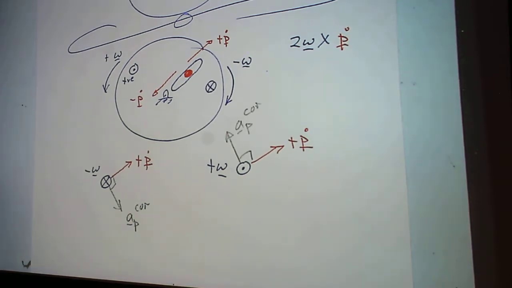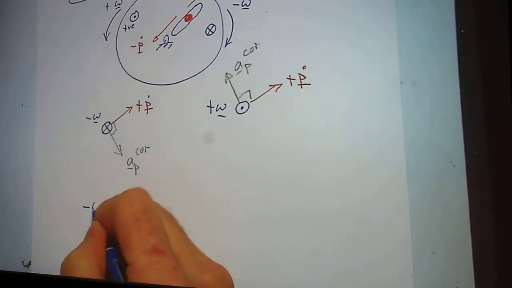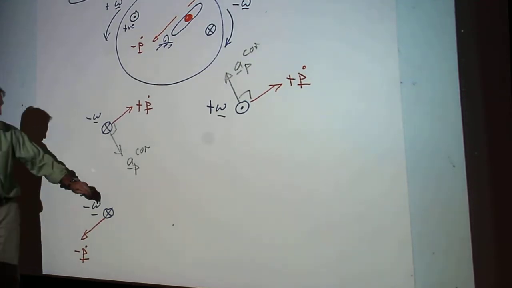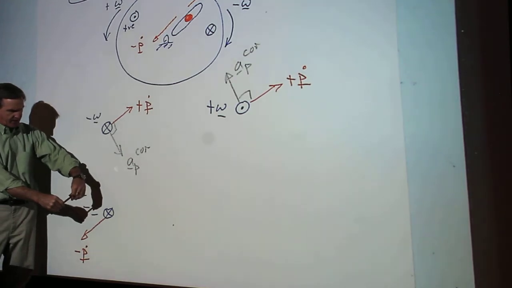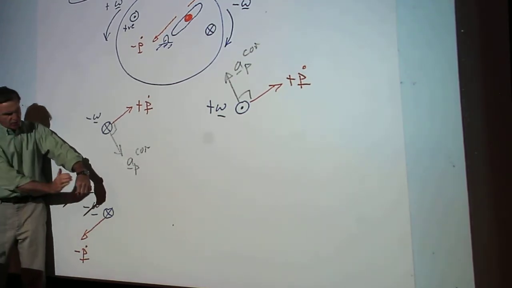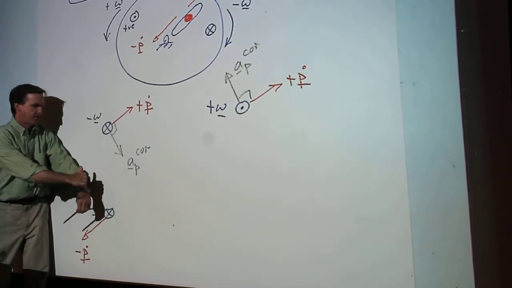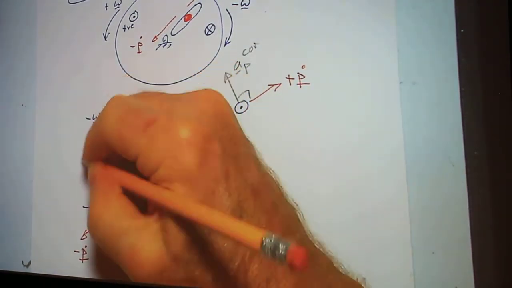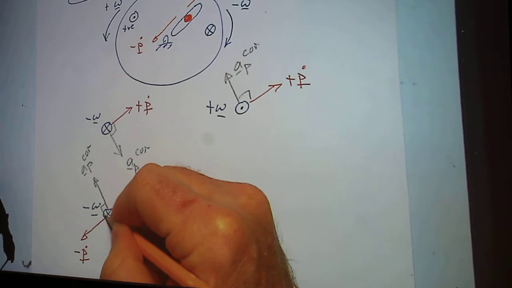Then the other two are, if I have a negative omega again, and I have a negative P dot this time. Okay. So now, if I look at the tail feathers here, and P dot is like this, so now I have this situation right here. So when I cross this into here, my thumb is sticking up like that. So therefore, your Coriolis looks like that. Again, all these are 90 degrees.